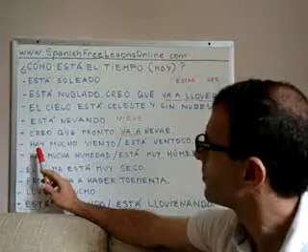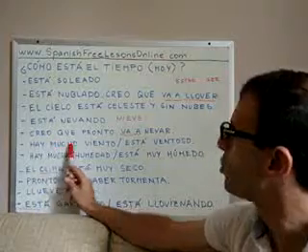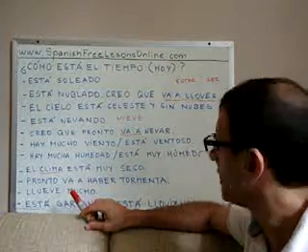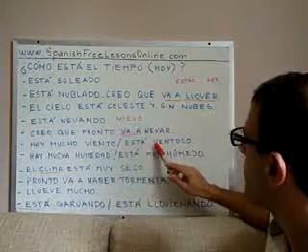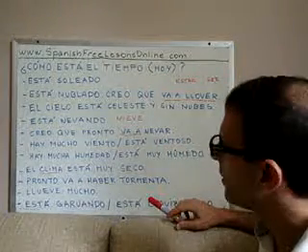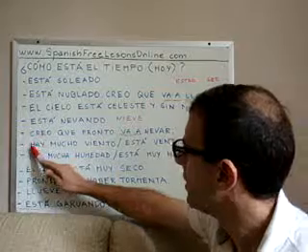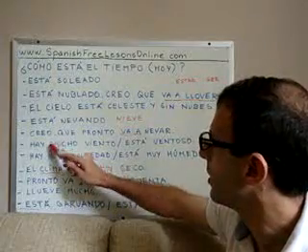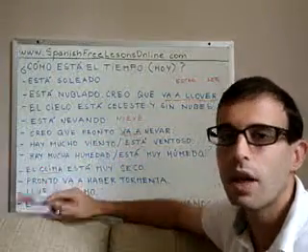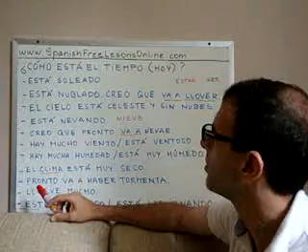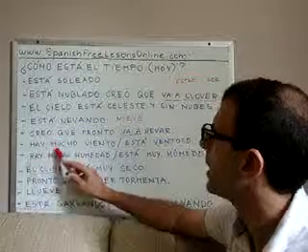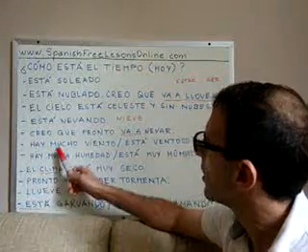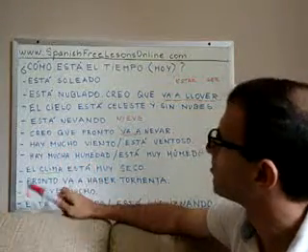Another example is hay mucho viento. Or we can say the same thing like this. Está ventoso. And this literally means there is a lot of, or plenty of, the wind. So mucho means plenty of, because a lot of would be muchos. That's the literal meaning of the word.